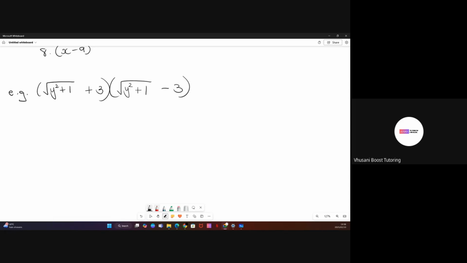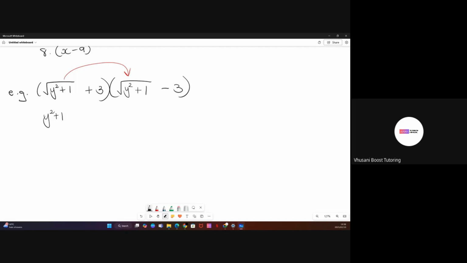Remember, with the difference of 2 squares, we need to have a squared something over there so that you can do a difference of 2 squares. But it will technically come out to a similar answer. So we just need to FOIL over here. And foiling, we multiply the first 2 together. So that will give us y squared plus 1.